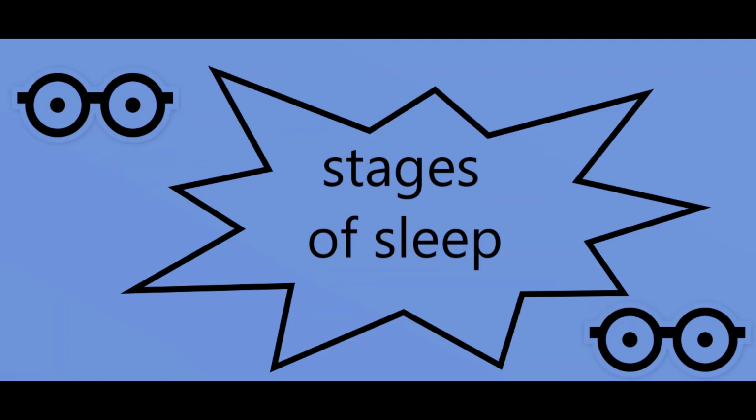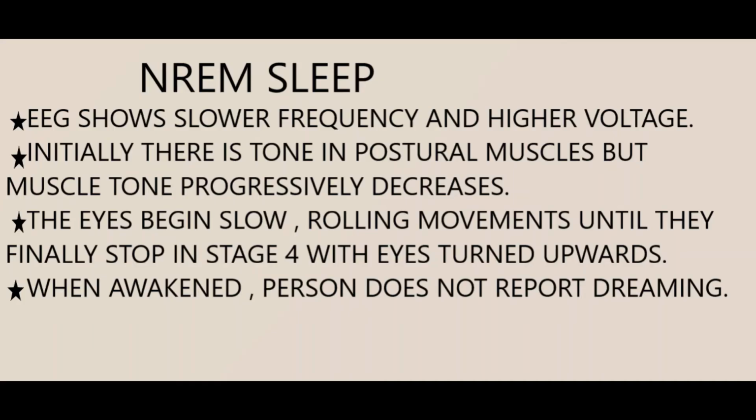Now, talking about the NREM sleep, which is the non rapid eye movement sleep, in this, there is slower frequency and higher voltage, which is shown in the EEG. Initially, there is tone in the postural muscles, but the muscle tone progressively decreases. The eye begins slow rolling movements. That means initially there are rolling movements in the eye when the person starts to sleep. But when it goes to stage 4, the eyes turn upwards. And when awakened, the person does not report dreaming.